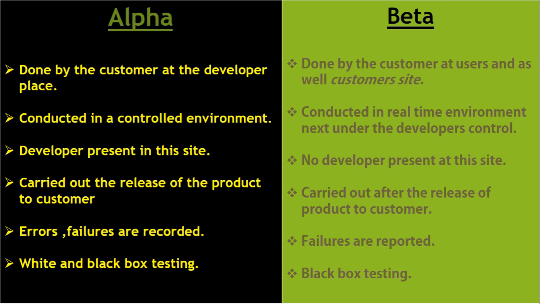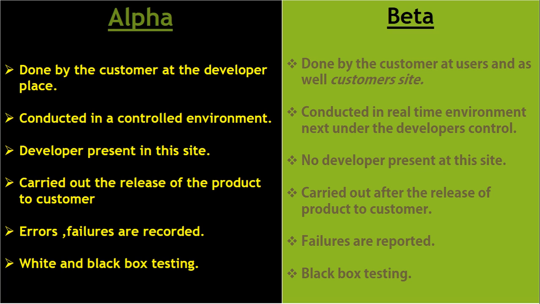In the second point, alpha testing is conducted in a controlled environment, that means a covered area. But beta testing is conducted in a real-time environment, in a real running environment. Alpha testing is under the developer's control, and beta testing is conducted without the developer's control. These are the differences between alpha and beta.